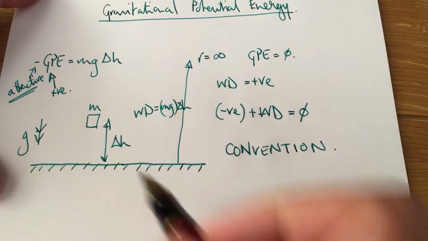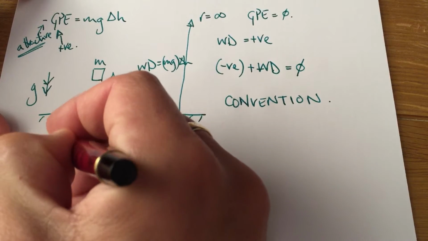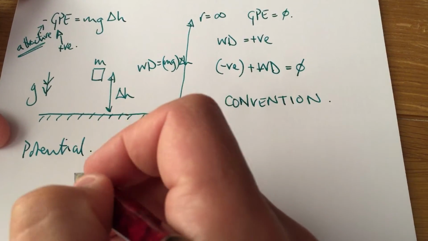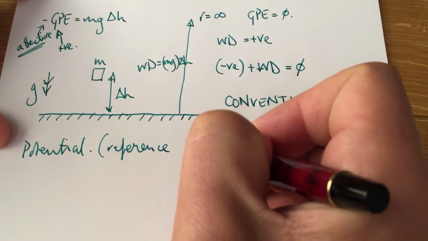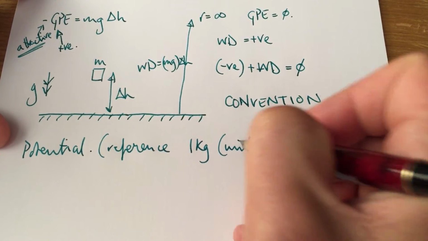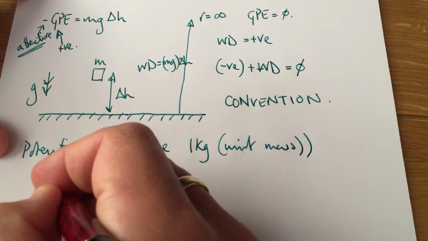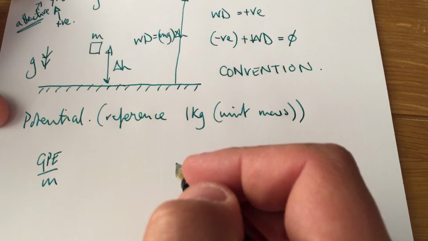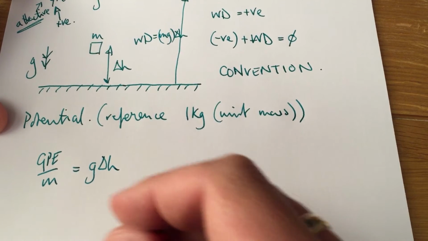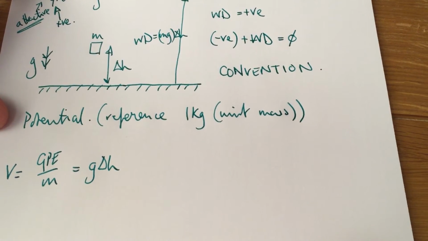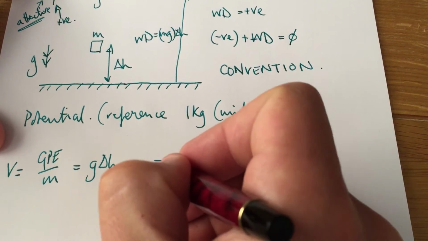Let's take this equation here and remind ourselves that we could talk about something called potential. The potential references 1 kilogram, or a unit mass. In other words, what's the gravitational potential energy for 1 kilogram? In this case, it's just g delta H. And we like to talk about potentials much more than the actual GPE, because we can reference one planet to another planet much more easily.